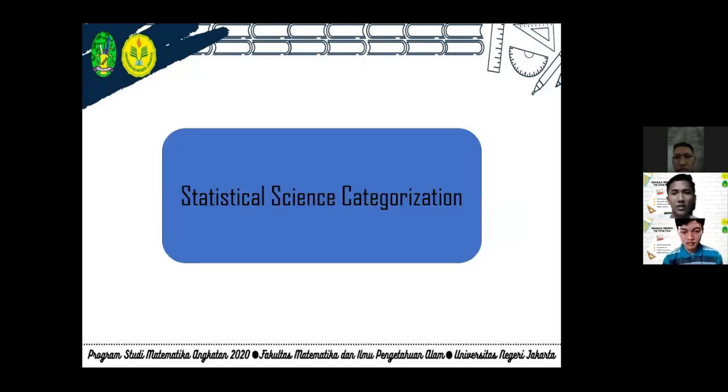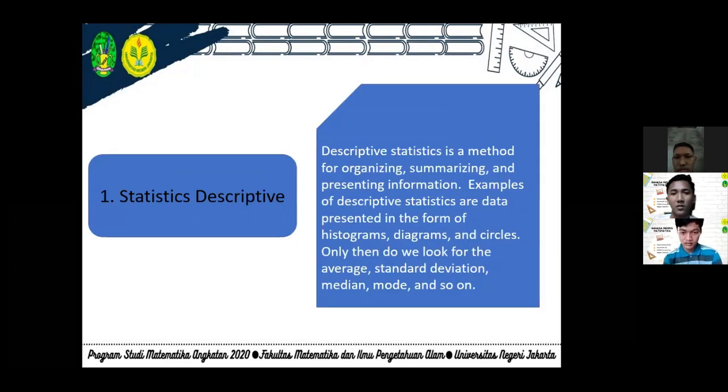Statistical science categorization. One, descriptive statistic. Descriptive statistic is a method for organizing, summarizing, and presenting information. Examples of descriptive statistic are data presented in the form of histogram, diagram, and circle. Only then do we look for the average, standard deviation, median, mode, and so on.